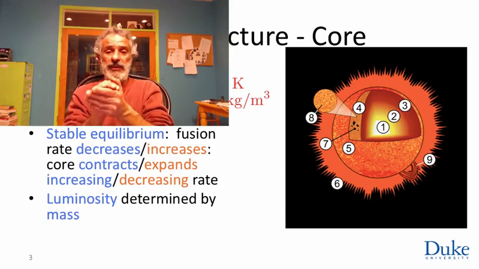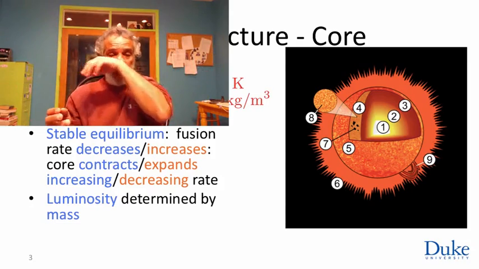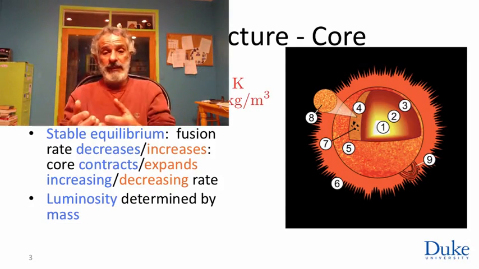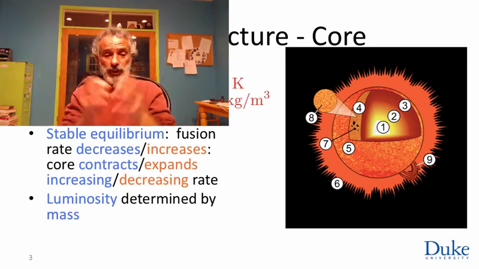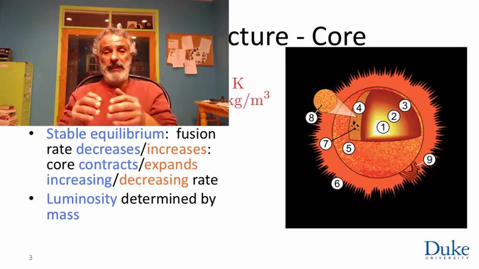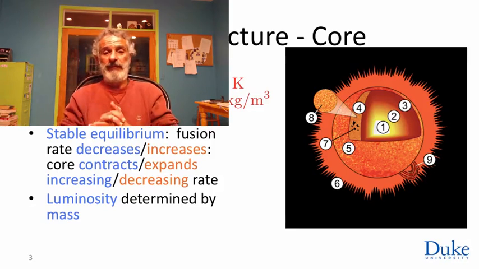So the rate of fusion is in fact controlled by the weight of the outer atmosphere of the sun. In other words, the luminosity is determined by the mass of the outer layers of the sun pushing down on the core, determining how much of the sun is going to be compressed.